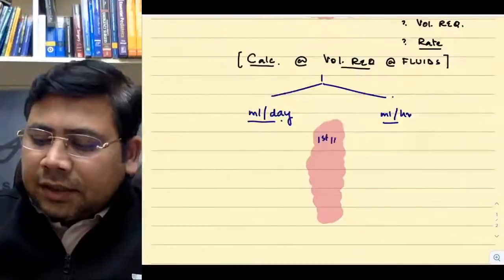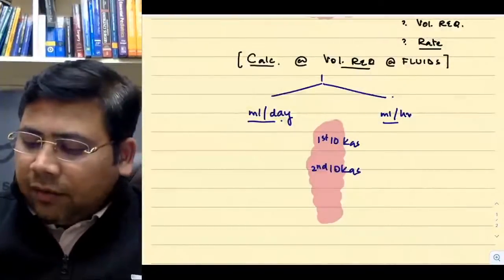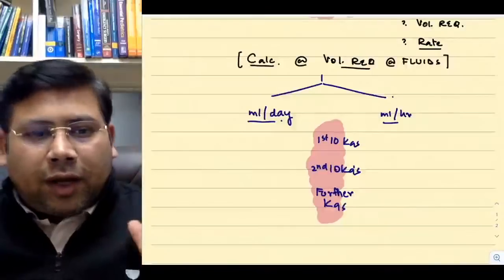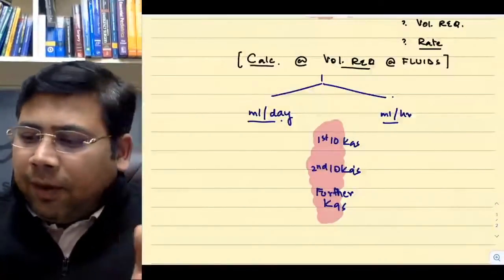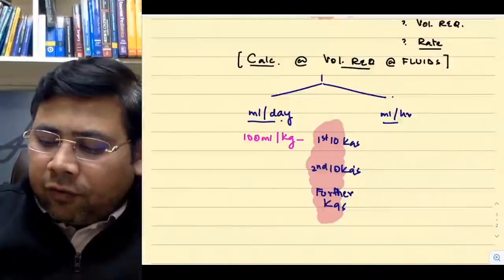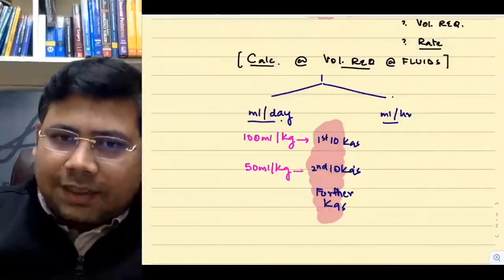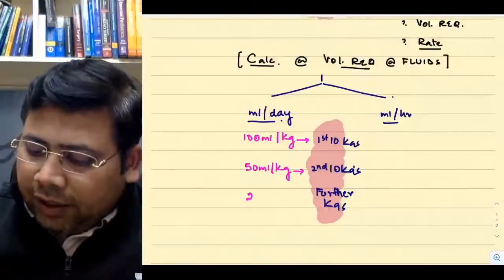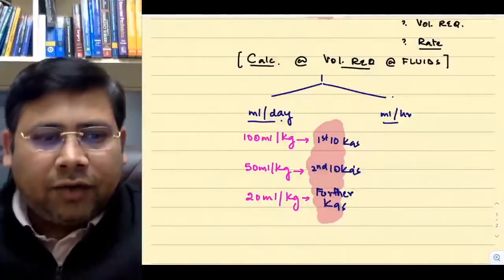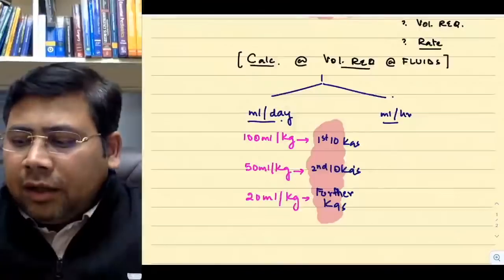So first 10 kgs, second 10 kgs, and then further kgs. This is how you have to see. If you are calculating the fluid in ml per day, we calculate it like 100 ml per kg for first 10 kgs, 50 ml per kg for second 10 kgs and 20 ml per kg for further kgs. So it's like 150, 20.